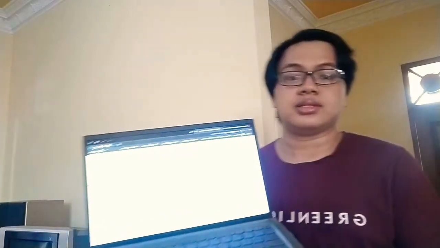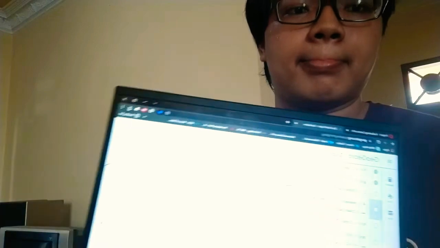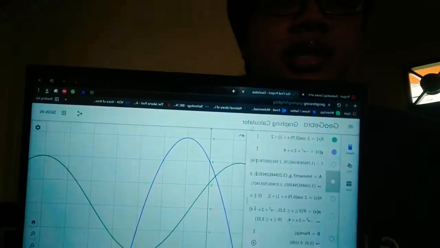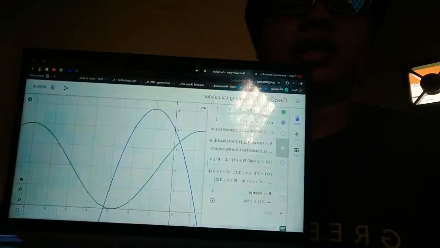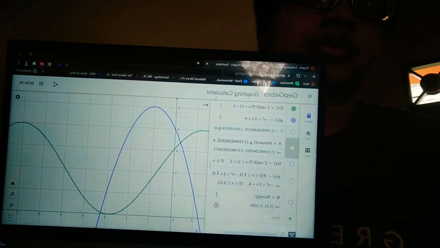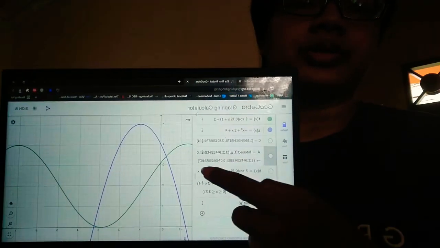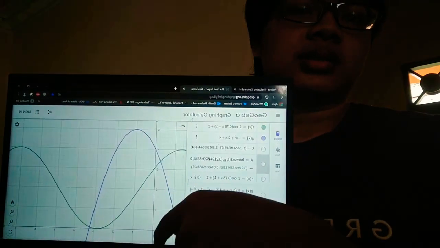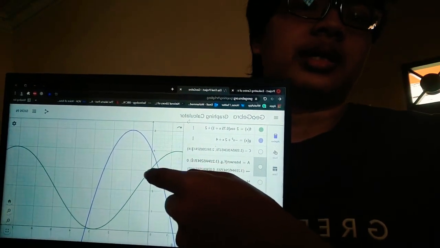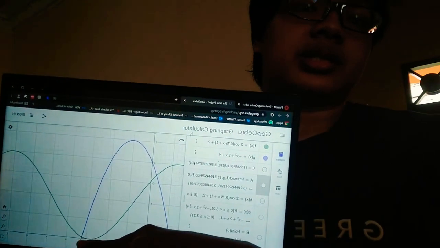So here I have made the functions. I have made them in GeoGebra, and you can look at this. There are two functions, f(x) and g(x), and the combination between those functions will be used as the object. It starts from here, from the Cartesian y axis, and it will end at this point of intersection.